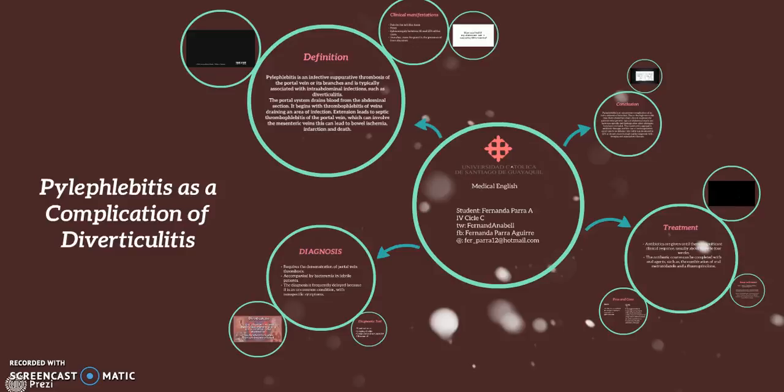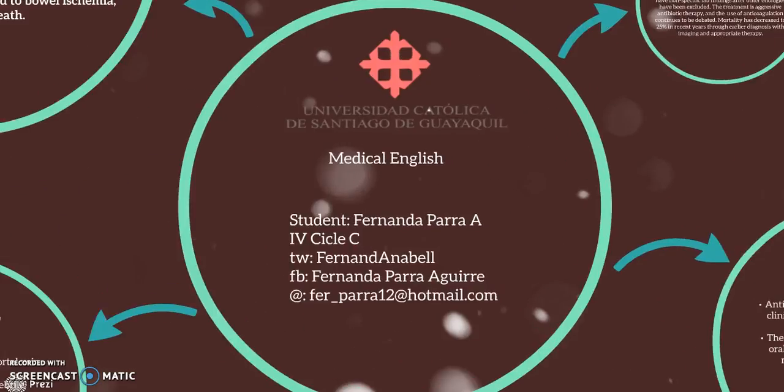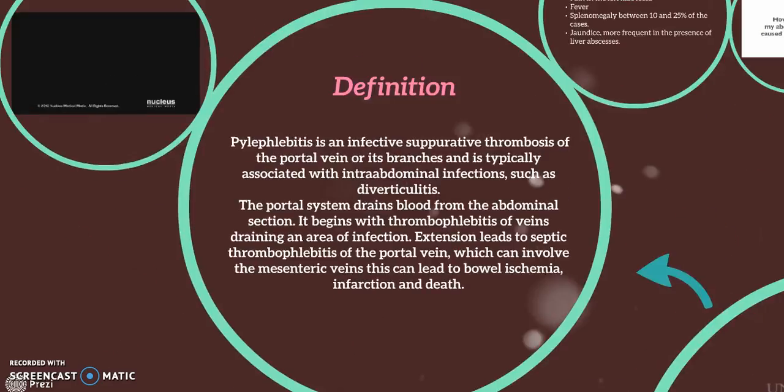Pylephlebitis as a complication of diverticulitis. Definition. Pylephlebitis is an infective suppurative thrombosis of the portal vein or its branches, and it's typically associated with intra-abdominal infections such as diverticulitis. The portal system drains blood from the abdominal section.